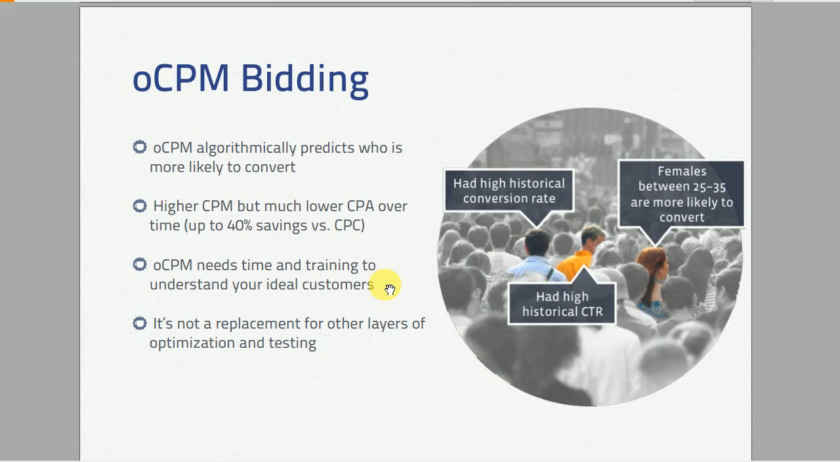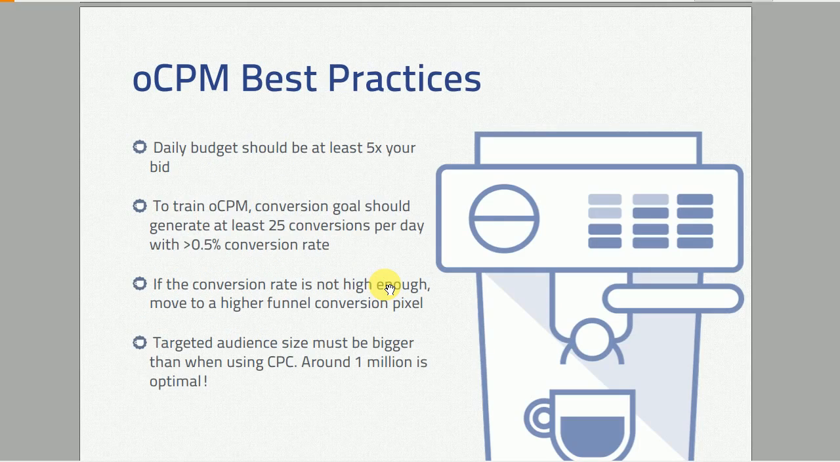So CPM is automatically going to predict the kind of people that are more likely to convert and all those things. So your daily advert budget should be at least 5 times your bid. Actually, I won't even advise you to do bidding. I will advise you to allow Facebook to decide it for you. So what we do right now, most of the time, is you don't even have to bid.